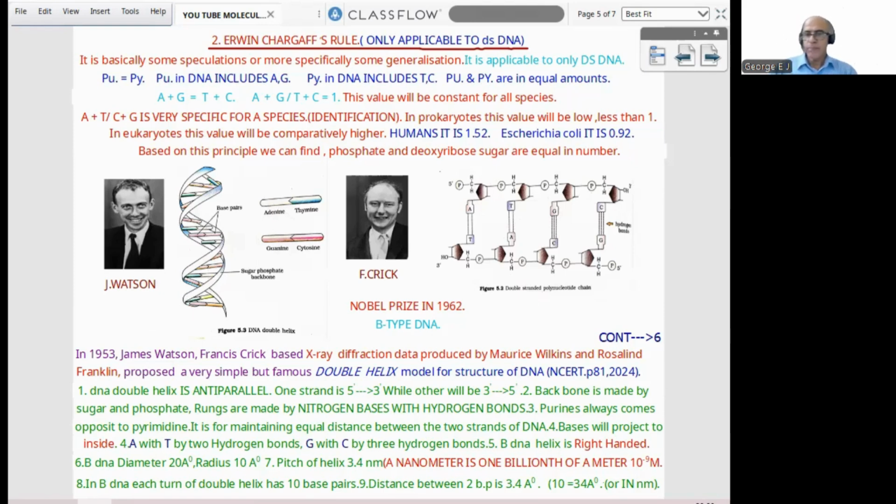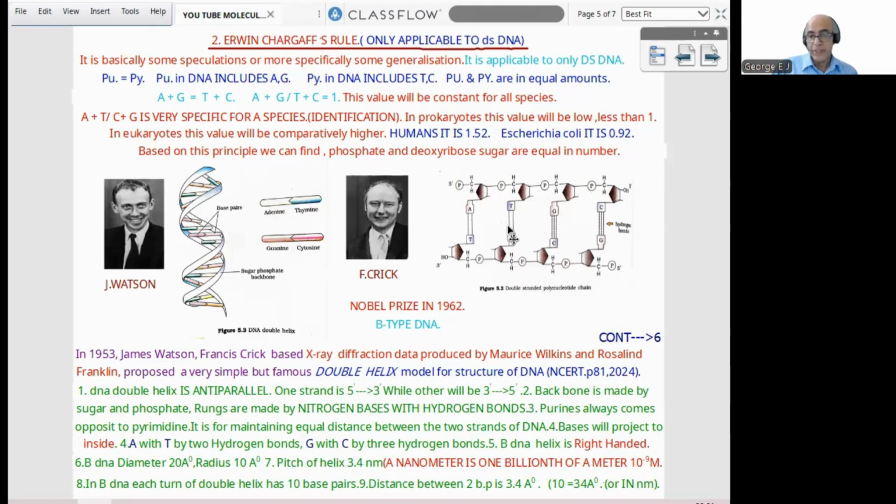2. Backbone. Backbone means this one. It is made up of sugar and phosphate. Rungs. Rungs are steps. They are made up of nitrogen bases with hydrogen bonds. Purine always comes opposite to pyrimidine, for maintaining equal distance between the two strands of DNA. Bases will project inside. See, these are bases projecting inside. A with T, 2 hydrogen bonds. G with C, 3 hydrogen bonds. GC, AT. 5. DNA helix is right-handed.